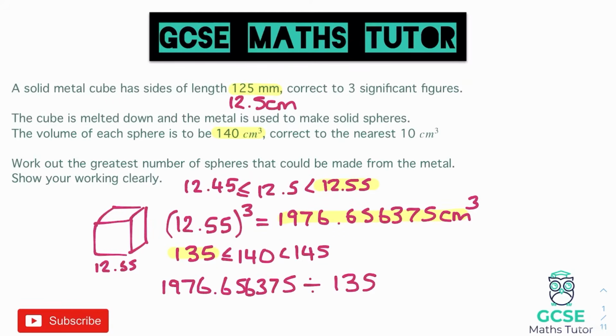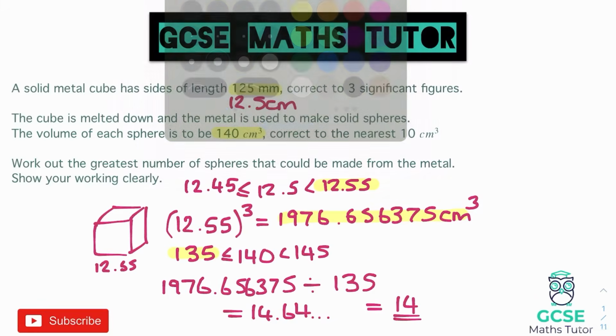So straight away, let's type that in on the calculator, and we get the answer here, 14.64, and some more decimal places. I'm not going to write them all down here because we're using a real life scenario, and we can only have a whole number of cubes. Now what we found is we can't quite make 15, but we can make 14. So we can make 14 spheres out of this cube, and that would be our final answer to finish that off.